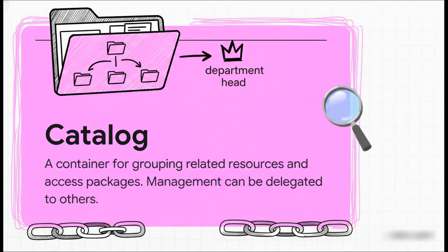Okay, first up, we've got the catalog. And really, the easiest way to think about this is just like a folder or a container. You can create one for the marketing department, another for a specific engineering project, you name it. But here's the crucial part. It groups all the related stuff together. And you can actually hand over the keys, delegate management, to people who aren't your typical IT admins, like a department head. That's a huge deal.